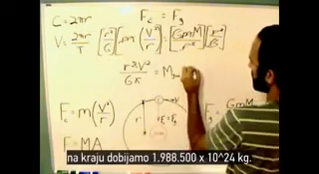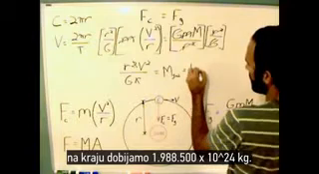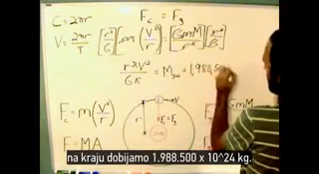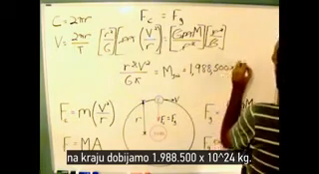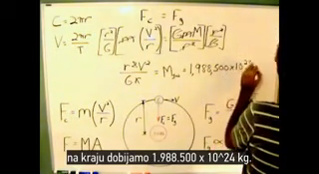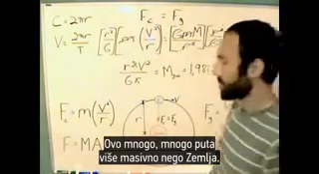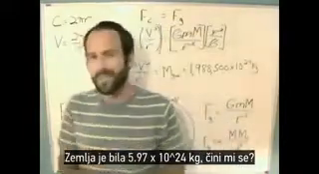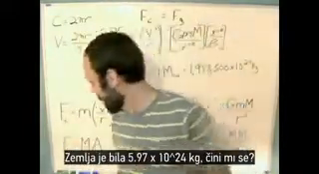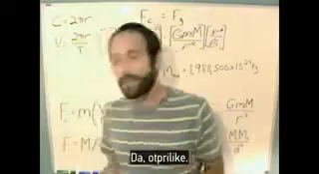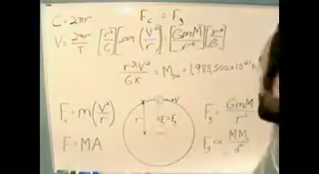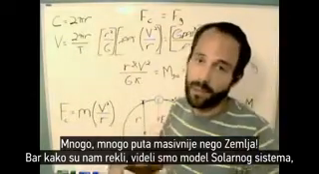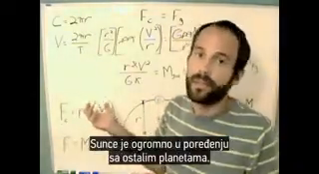And that comes out to 1,988,500 times 10 to the 24th kilograms. Now this is many, many times more massive than the Earth. The Earth is actually 5.97 times 10 to the 24th kilograms, I think. Is that written down? Yep, roughly. So, many, many times more massive than the Earth, is what we're told. Which, you see the solar system model, the Sun appears huge compared to all the planets.